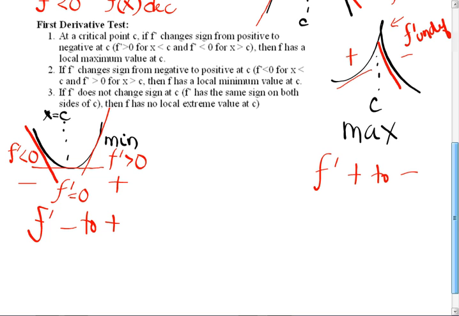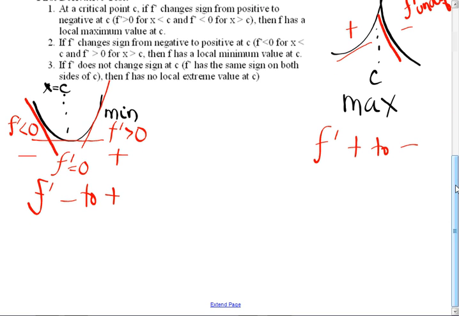I don't really care if the derivative was 0 or undefined. But when the derivative is 0 or undefined, I have a critical point. I have a point where I could consider there to be a minimum. Key thing is the derivative is going to have to change sign. I have either one of them.